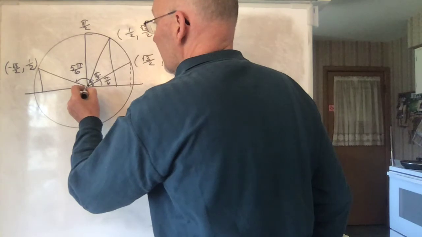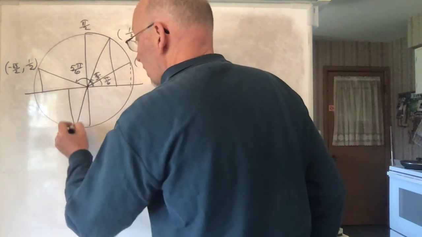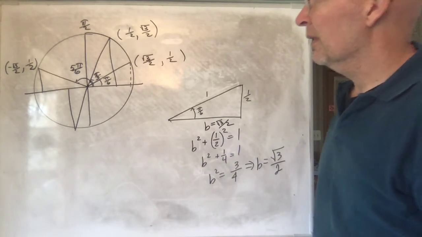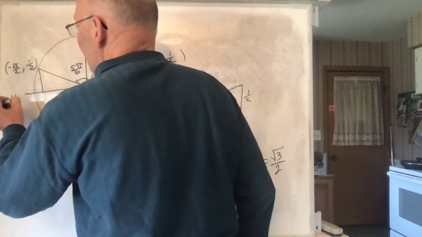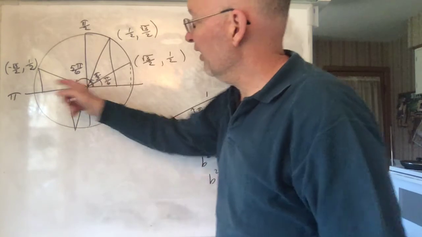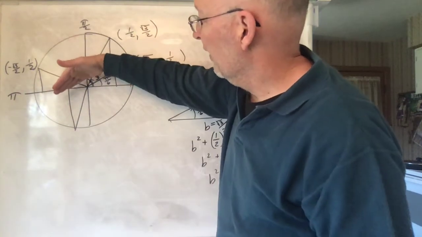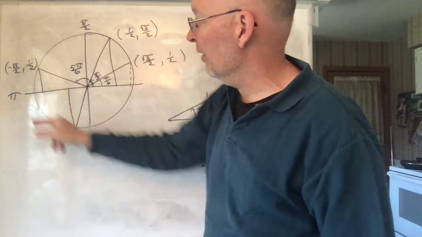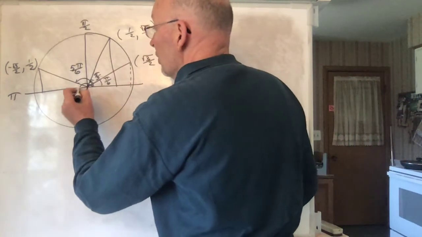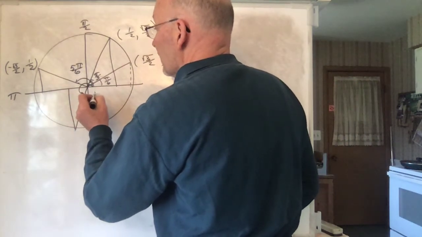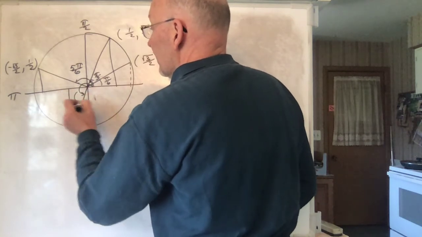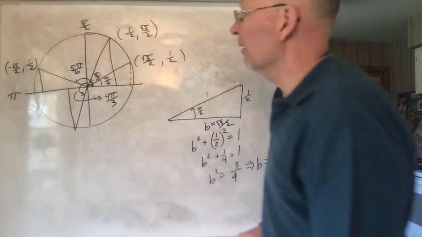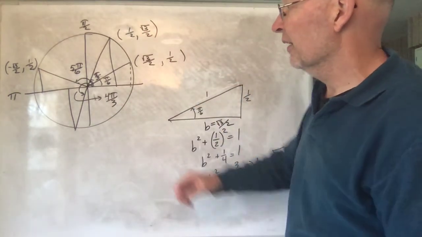Let's try this one right here. Okay, first of all, what's the angle? Well, lots of ways to do it. If you think of this angle as being pi, and then it's another 60 degrees, which is another pi over 3. Pi plus pi over 3 gives you 4 pi over 3. Let's just write 4 pi over 3. That's the angle. And what are the sine and cosine of it?